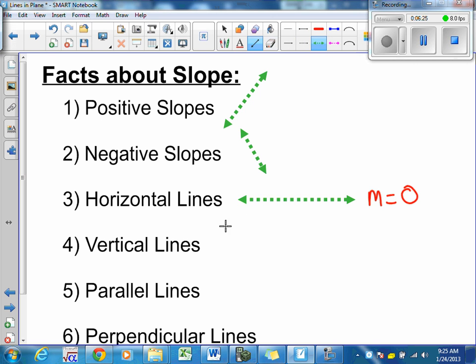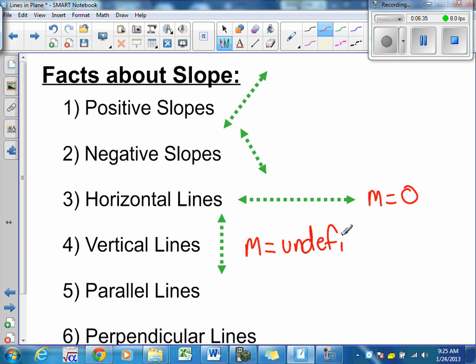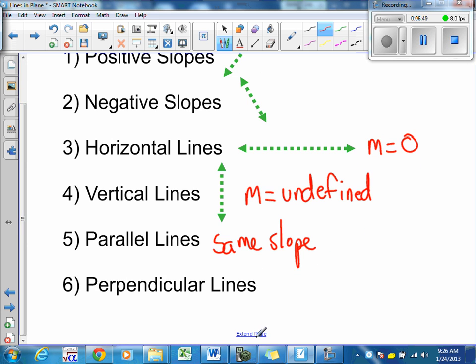If we have a straight vertical line, a vertical line has no slope. It's not 0. We say it's undefined. It does not exist. Parallel lines. Two lines are parallel if they have the same slope. Parallel lines have the same slope.